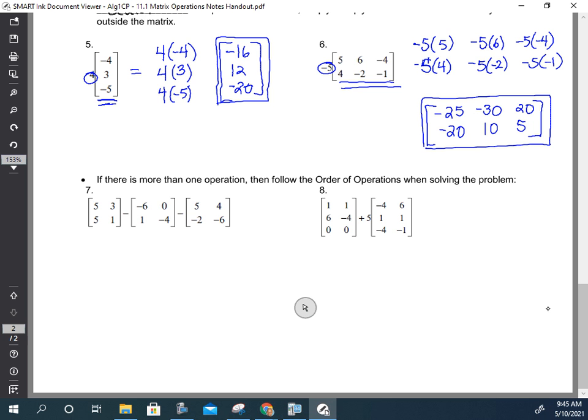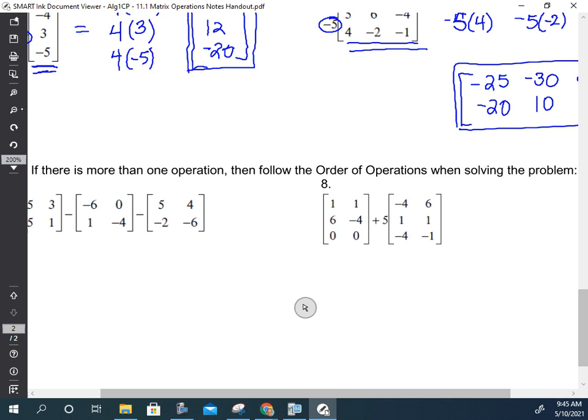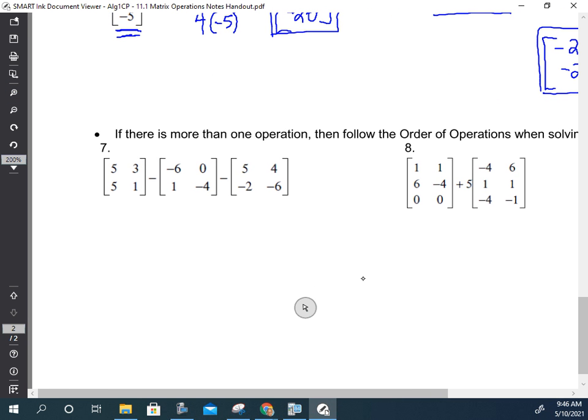All right, and the last part is, well, what if you have more than one operation? So more than one operation simply means order of operations. That's nothing new for us. Remember order of operations, that's parentheses, exponents, multiply or divide from left to right, add or subtract from left to right. Since we're only really dealing with multiplication, adding and subtracting, you won't have to worry about the other 3.